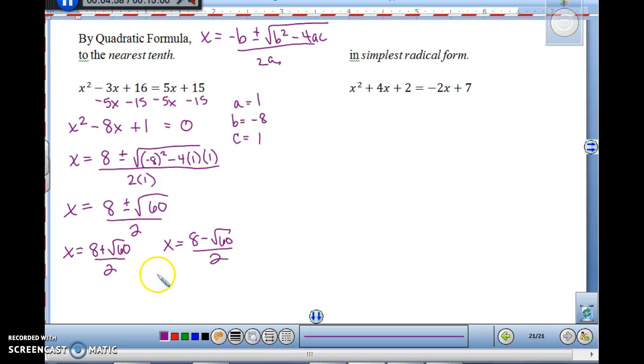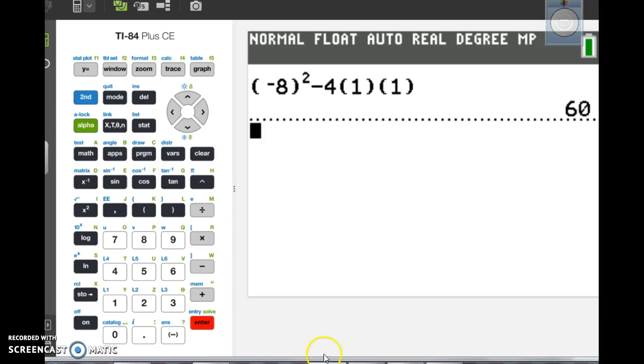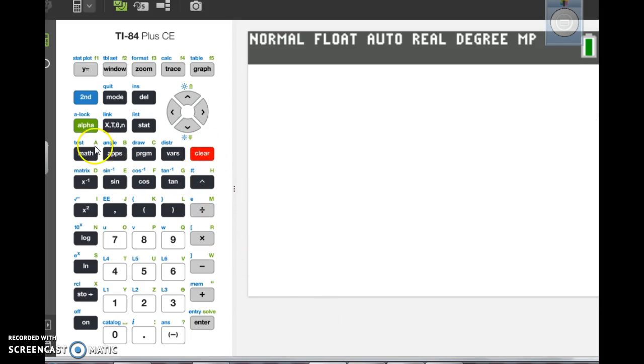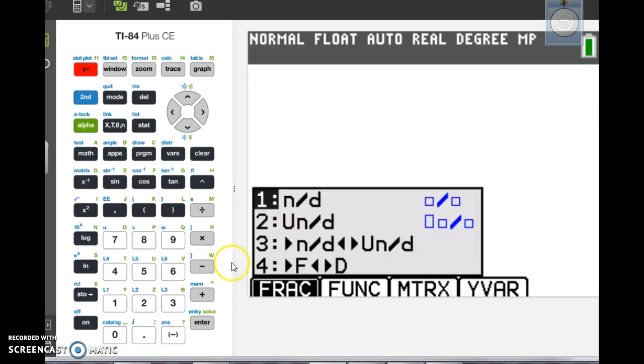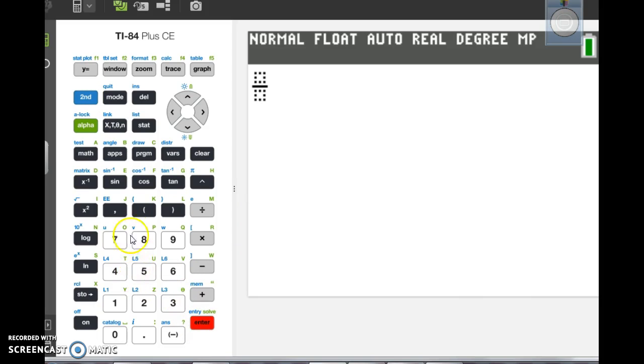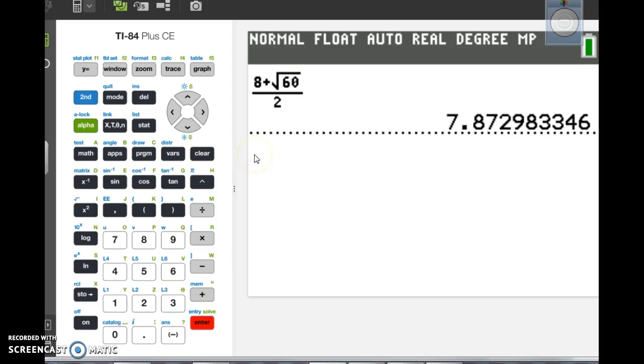So when I want to round this to the nearest tenth, I'm going to put this in my calculator. When you do this, you want to put the whole numerator in, divided by the denominator, or use the alpha key and put the entire thing in. All right, so say I wanted to use my alpha key, so it looks like it's on the paper. I'm going to use my alpha key, alpha y equals, to make it look like a fraction. This is going to be 8 plus the square root of 60, and then divided by 2. And that gives me, it said rounded to the nearest tenth, so this will be 7.9.